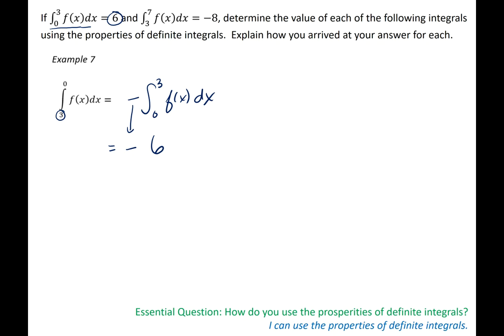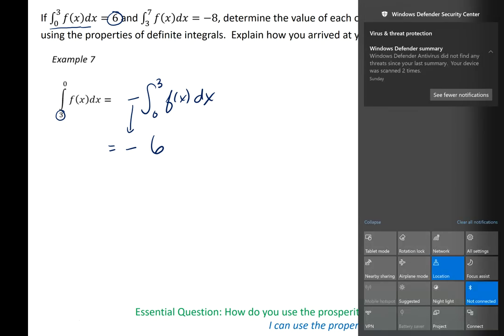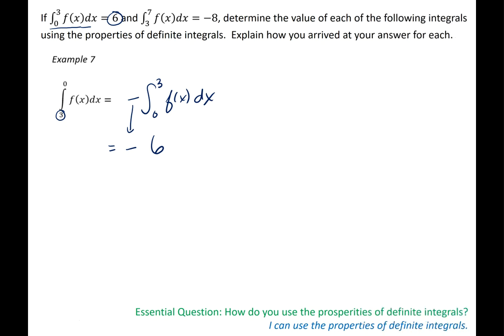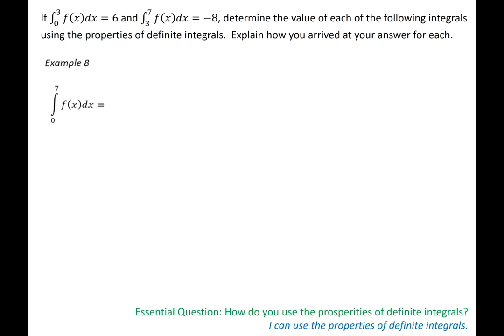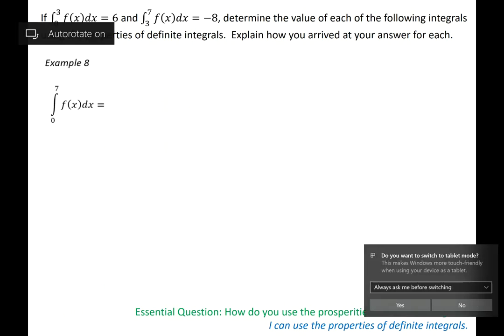Oops, sorry. Don't know what's going on here. All right, there we go.